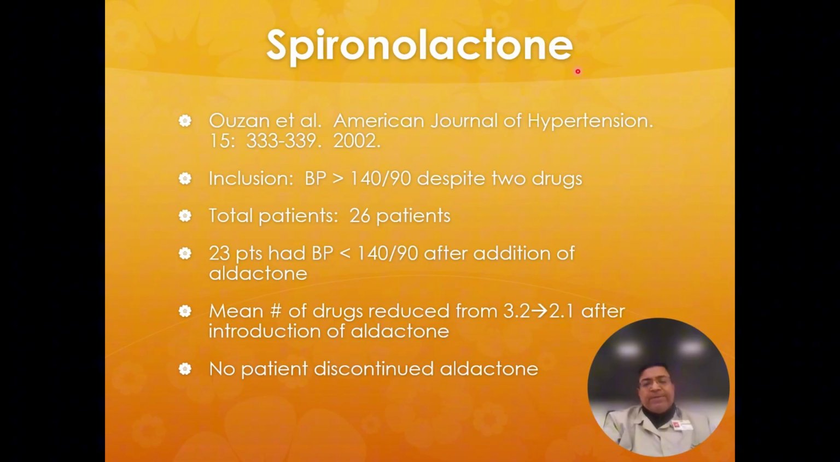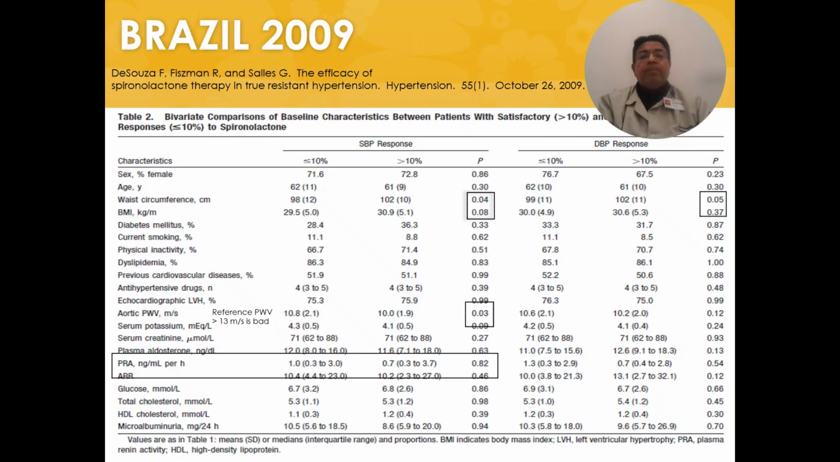Spironolactone is very effective in resistant hypertension, and we'll talk about spironolactone in some detail. For example, in this study published in the American Journal of Hypertension, the mean number of medications were reduced from 3.2 to 2.1 after introduction of spironolactone, and no patient discontinued spironolactone. Let's quickly review a study on the efficacy of spironolactone therapy in true resistant hypertension from Brazil, published in 2009 in Hypertension.